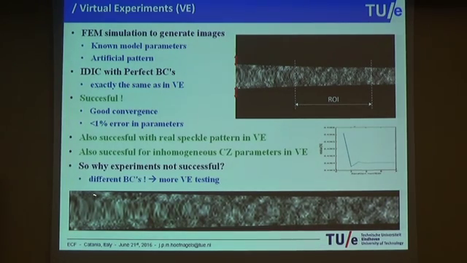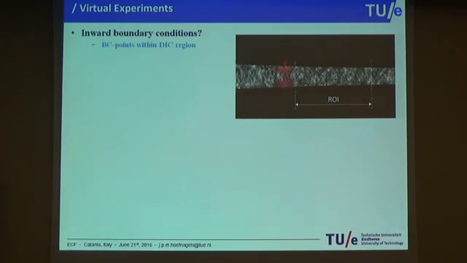Well, the main difference is in boundary conditions. Here we apply exactly the same boundary conditions as in the simulation to generate the images. So let's test this out more. Now we kept the virtual experiment the same, but we started changing the boundary conditions.